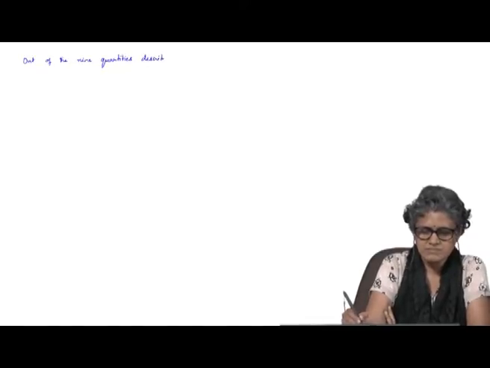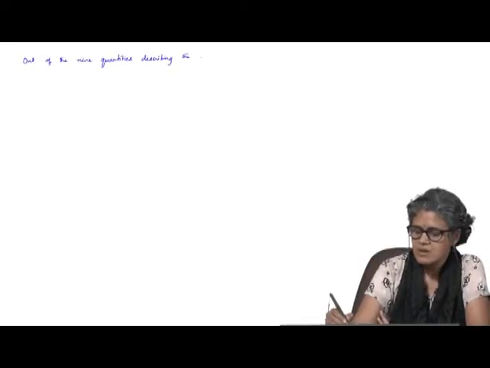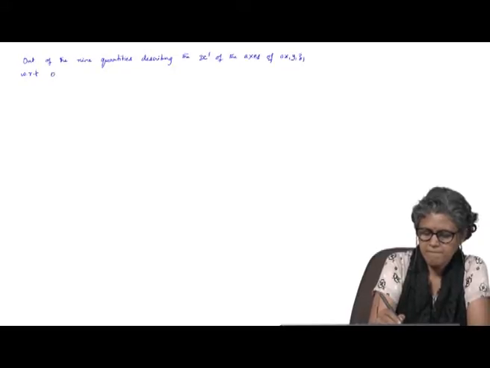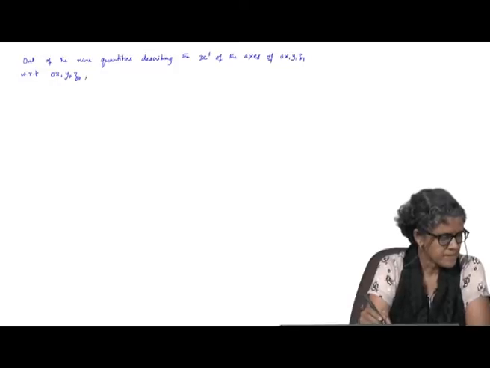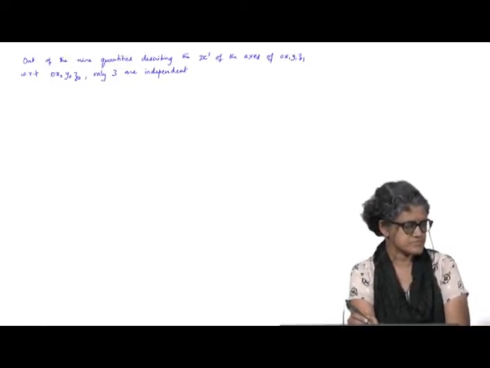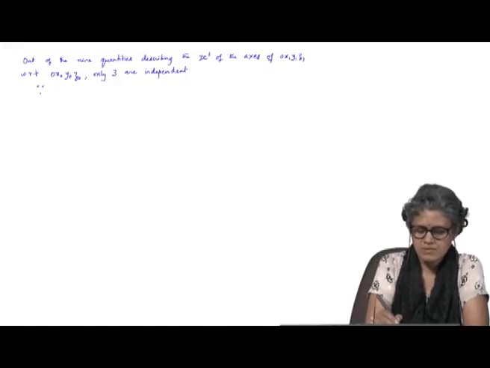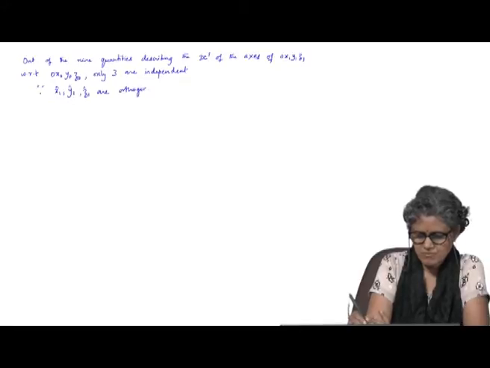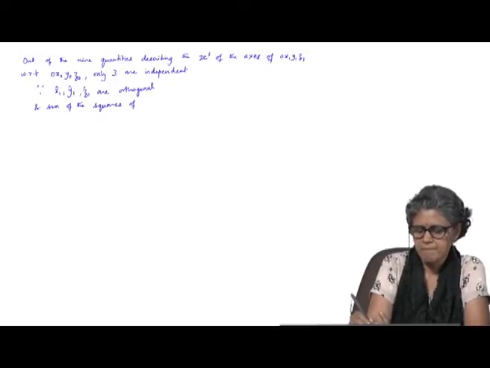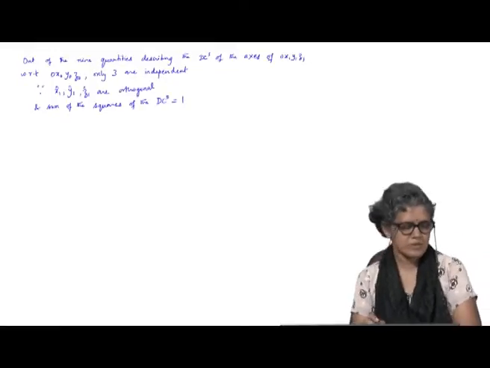So, nine quantities describing the direction cosines of the axes, only 3 are independent. Equal to 1. Okay.